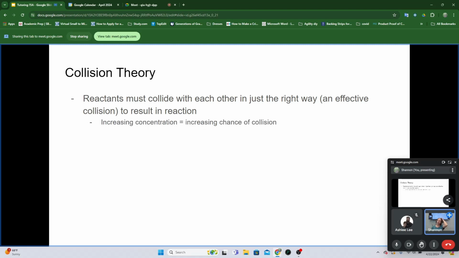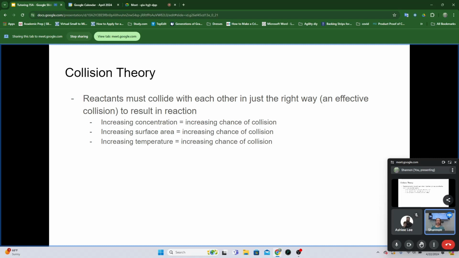Okay, so if we think about this in terms of these collisions, that means if we increase the concentration, if there are lots more of all of the reactants and they're in liquid form or gaseous form, and they're going all over the place, the more there are, the more chances that we have effective collisions, because there's just more of them that are able to collide. Same thing if we increase the surface area, it's effectively increasing the concentration of available reactants. It increases the chance of a collision.